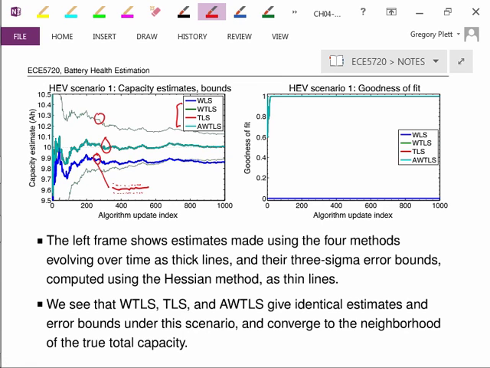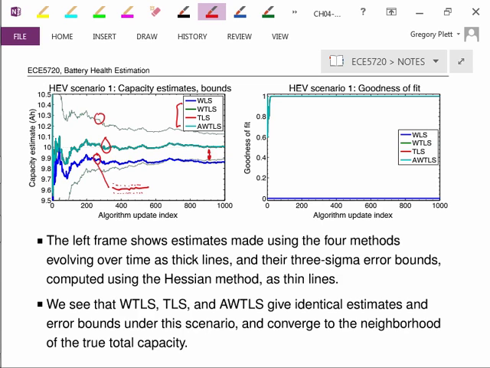All right, so let's think about what that means. First, the blue line on the bottom is the weighted least squares, ordinary least squares method, and it is showing no sign whatsoever of wanting to converge to the truth. This is what I mean by biased. It doesn't matter how many measurements I take, the fact that there is measurement error on both the accumulated ampere hours and on the SOC estimate means that we're going to have a capacity estimation error that doesn't go away.